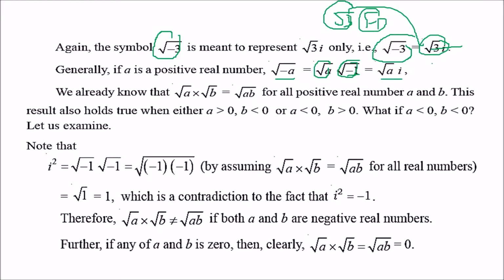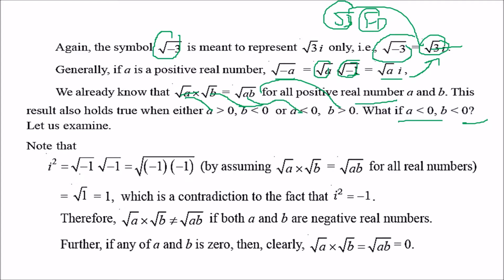Just to explain this, we already know that under root of a into under root of b is nothing but under root of ab. But this is for positive real numbers. This holds true if a is greater than 0 and b is less than 0, and it also holds true if a is less than 0 and b is greater than 0. But what about these two numbers if both are less than 0? Let us check it out.